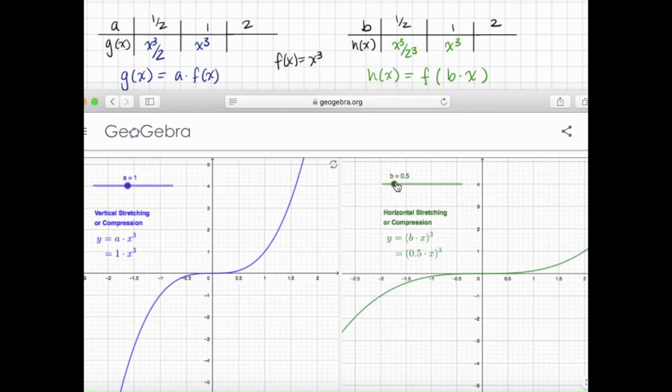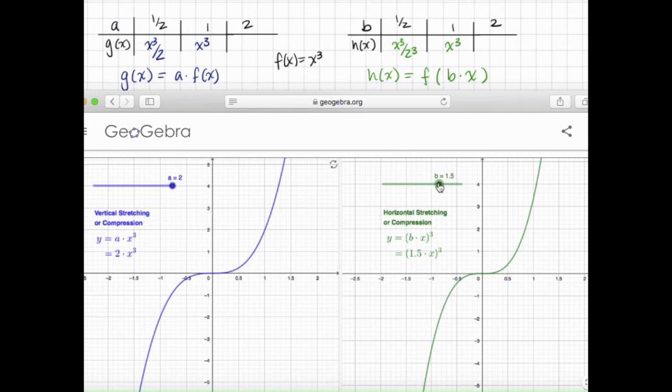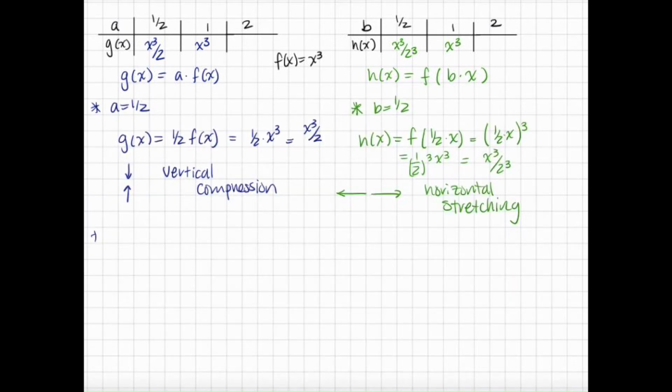So here we're starting at 1. Let's look at what this looks like again. Here's 1, and I can move this up to 2. I can move this one up to 2. So both graphs are more narrow, but the graph on the right seems a little narrower than the graph on the left. So now let's look at this algebraically.